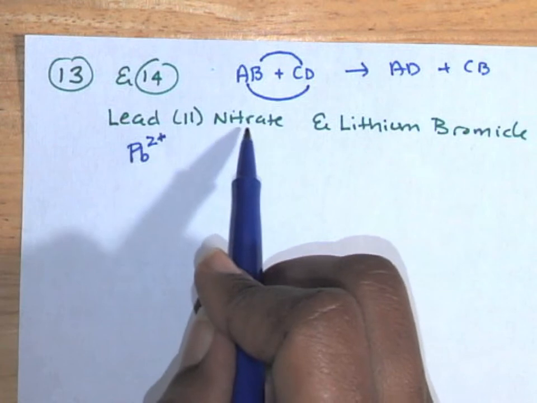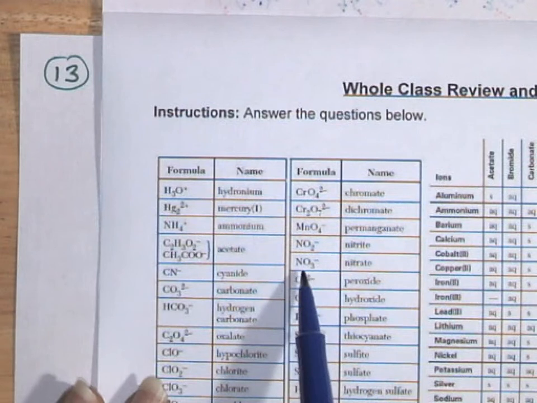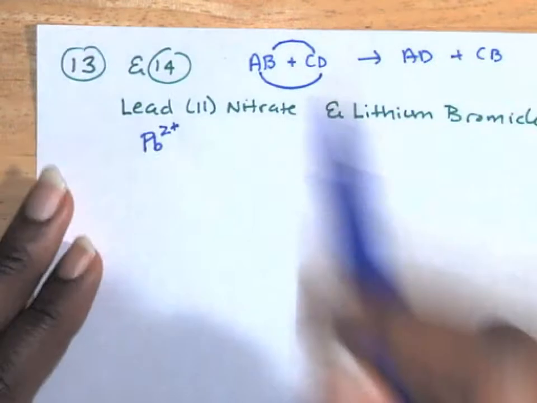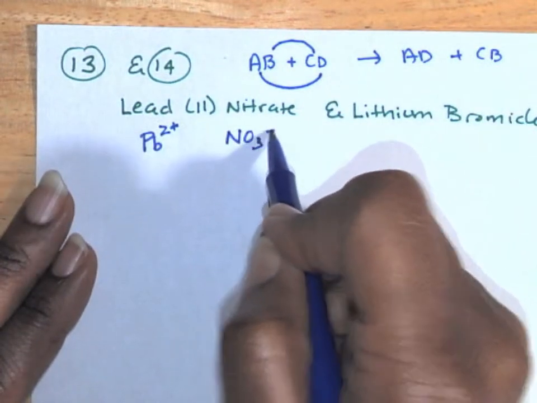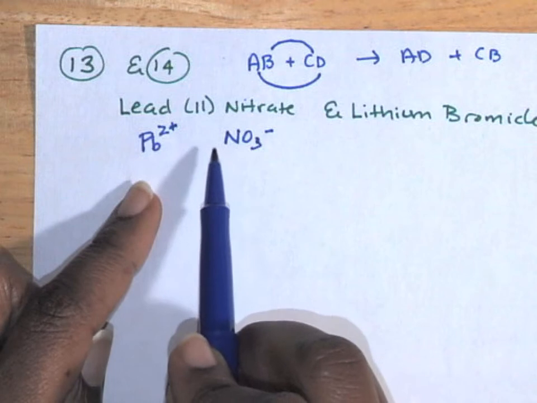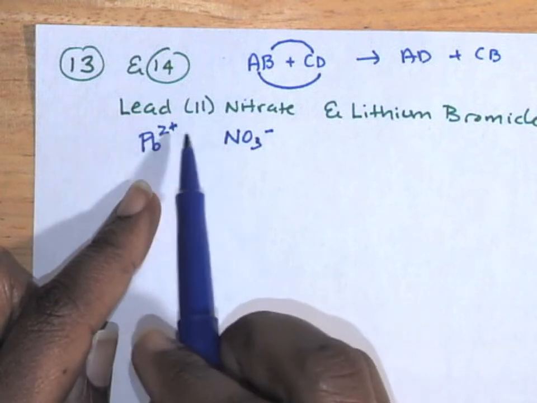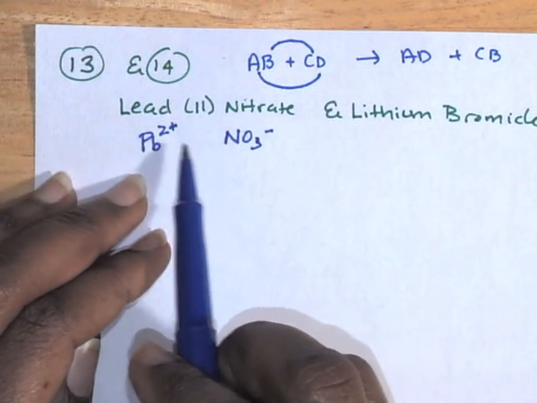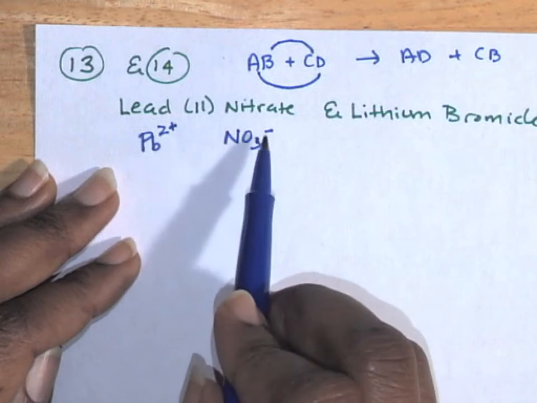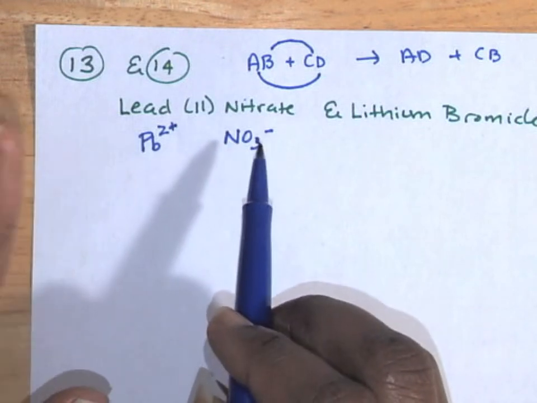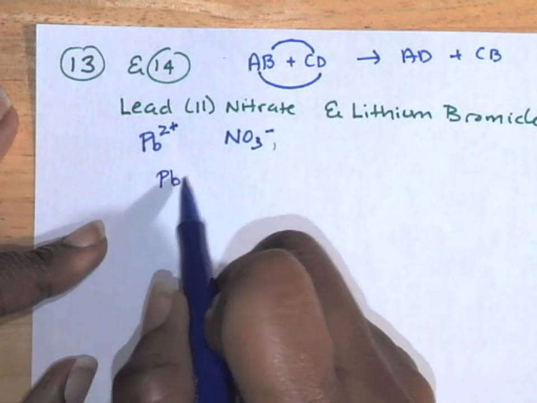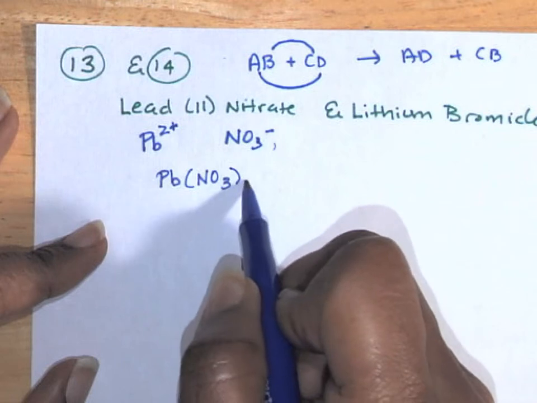Now nitrate. Nitrate is a polyatomic ion. For that, I'm going to go to my handy chart here. Nitrate has a -1 charge. In order to write the chemical formula for this, remember we want the overall charge to be 0. So I need the right number of leads and nitrates. This has a +2 charge and this has a -1 charge. If I add them together, that's not 0 yet. I would need 2 nitrates to get the overall charge to be 0. So the chemical formula here will be Pb(NO3)2.